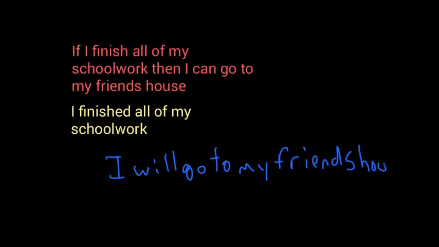Alright, so our first conditional statement is if I finish all of my schoolwork, then I can go to my friend's house. And then I have the statement, I finish all of my schoolwork. So what's the conclusion we can make here? Well, our conditional was if I finish my work, I can go to my friend's house. And then my conclusion was I finished my schoolwork. So the conclusion I can make is I will go to my friend's house. Because the hypothesis is true, then our conclusion is true. So I'm going to my friend's house.